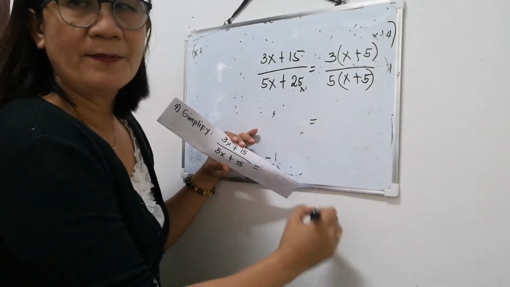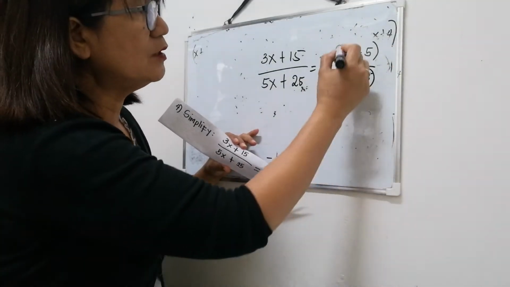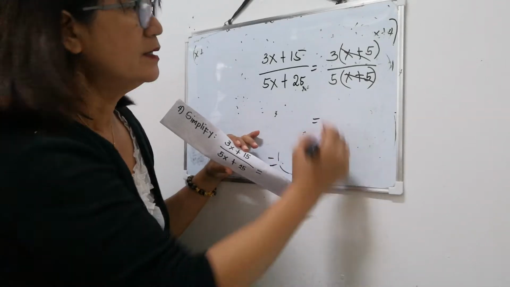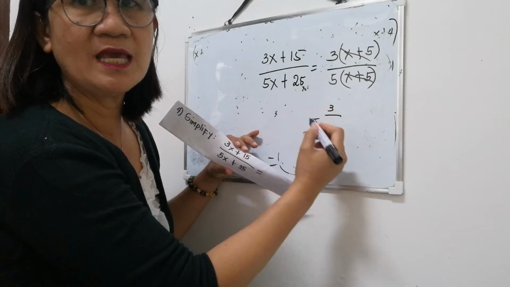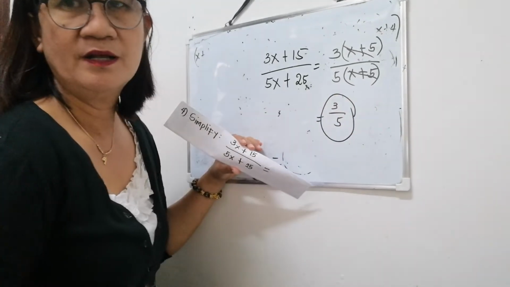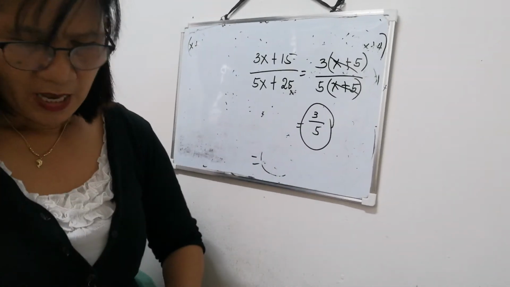Ayan, so pagkatapos mong i-factor ang numerator at saka denominator, you may now cancel common factor. And that is equal to x plus 3. The remaining will be, yung natira sa numerator natin is 5. Yung natira naman sa denominator ay x plus 5. So we have 5 over x plus 5, our simplified form. Okay, next, another.